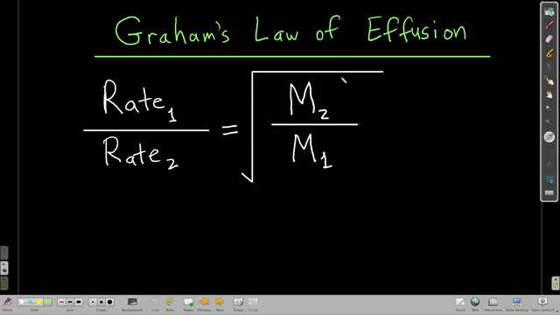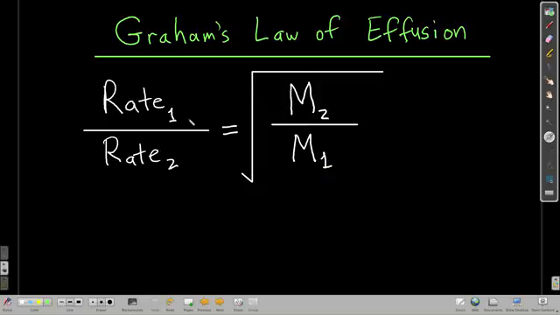Now we have Graham's law of effusion, which describes what we were just talking about. It says when you have two gases in the same container and they start to effuse, the rate of effusion of one gas divided by the rate of effusion of the second gas is equal to the square root of the molar mass of the second gas over the molar mass of the first gas. Notice the 1 is on top and 2 is on the bottom over here, while 2 is on top and 1 is on the bottom over there.